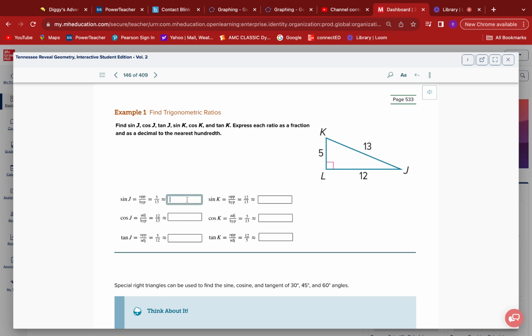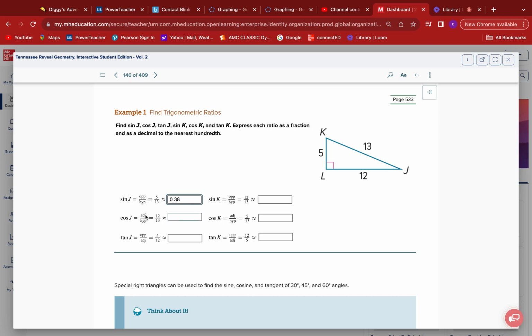So we're going to take our calculator and do 5 divided by 13, and they want it rounded to the nearest hundredth, which is 2 numbers after the decimal. Now, really, you're looking at 0.384, but that 4 does not make the 8 change, so it's going to be 0.38. Cosine of j, there's j.